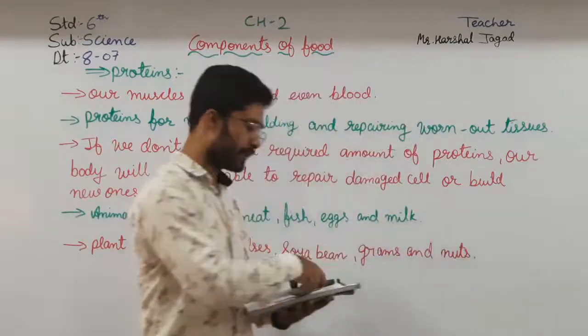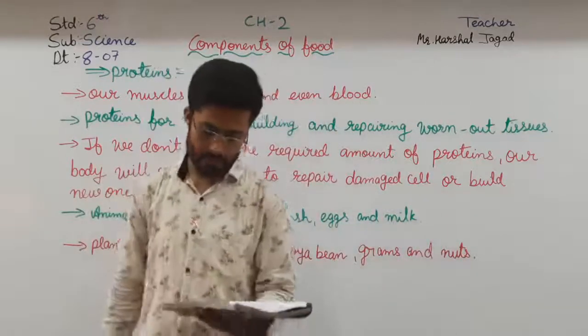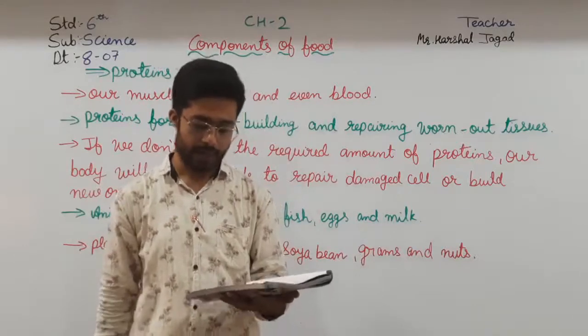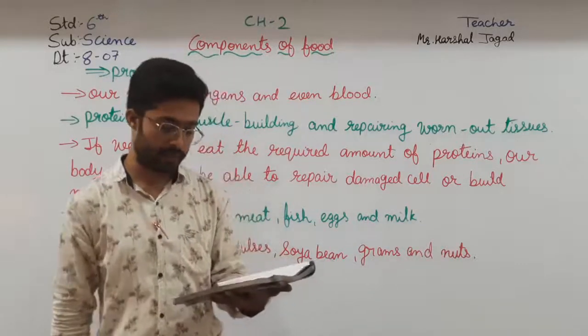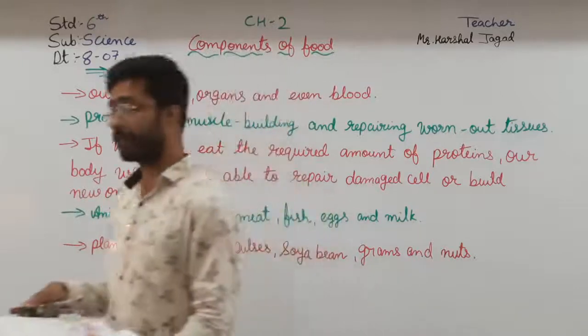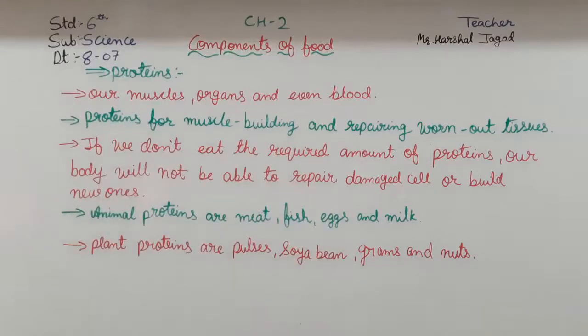Okay, you can see the picture is also given. Animal proteins and plant proteins: chicken, milk, egg and fish. And plant protein: pulses, green peas, groundnuts, chickpea and soya bean. So these are some of the rich sources of animal protein and plant protein.